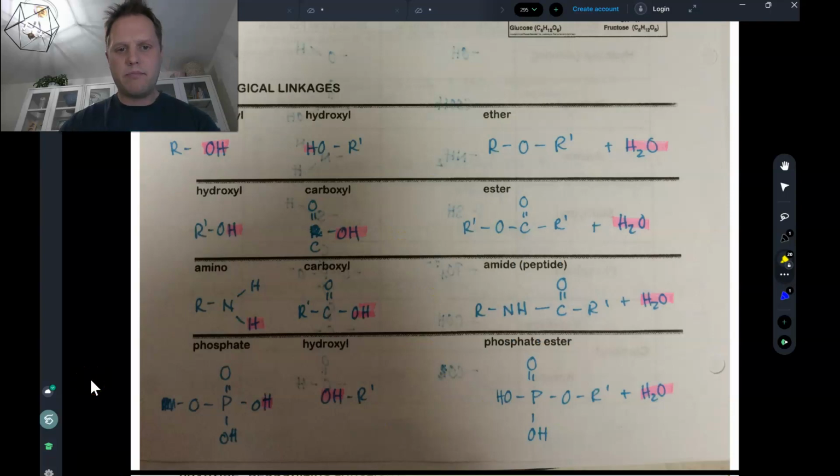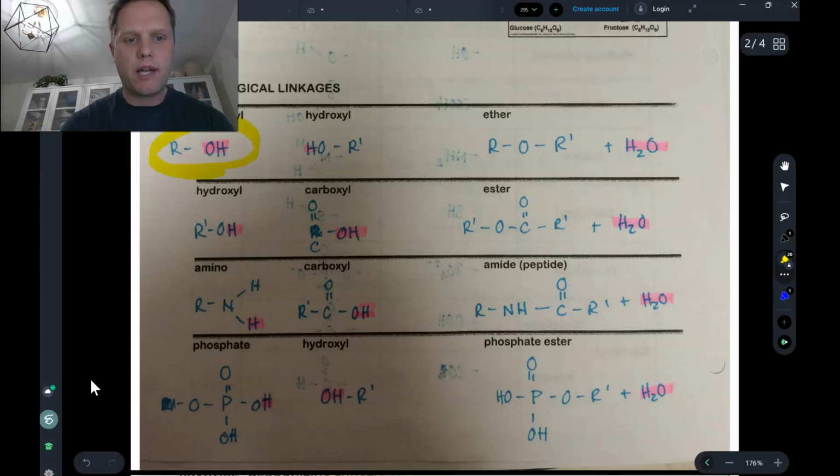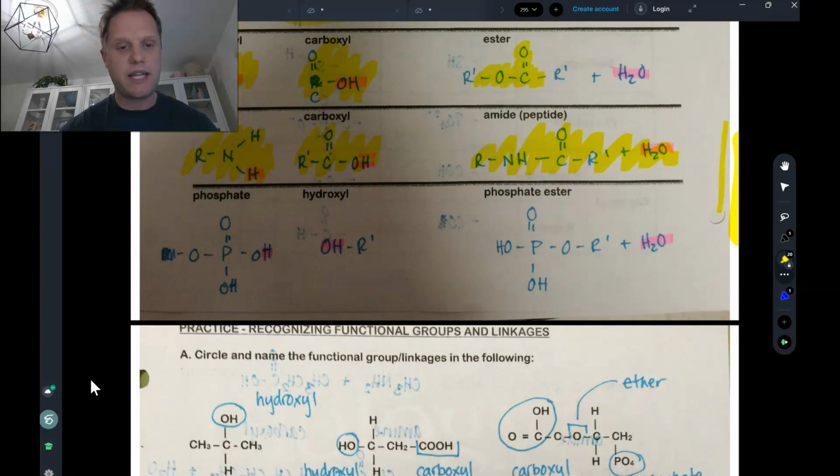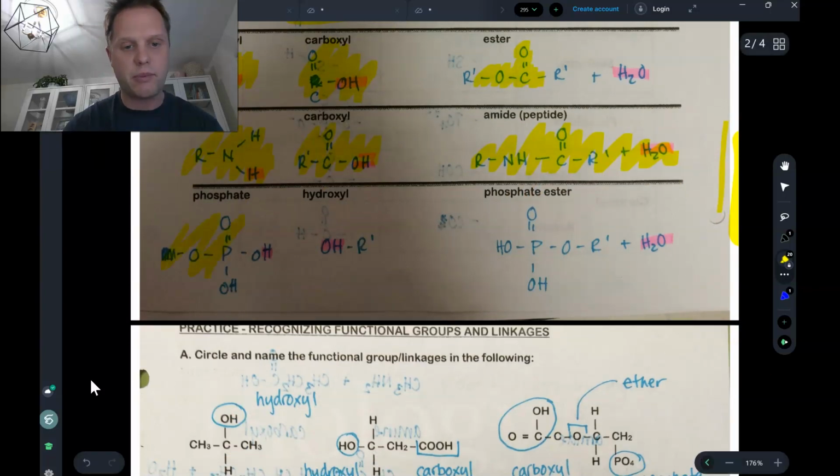We did talk about making different types of biological linkages last week. When you have two hydroxyl groups coming together, you form an ether functional group, where the R is represented by carbons. When we have a hydroxyl and a carboxyl group, we form an ester linkage, which looks like this. An amino functional group combining with a carboxyl functional group forms a peptide linkage or an amide linkage. In addition, we talked about forming a phosphate backbone, or a phosphate ester functional group. If you take a phosphate group and combine it with a hydroxyl group, you get a phosphate ester group.